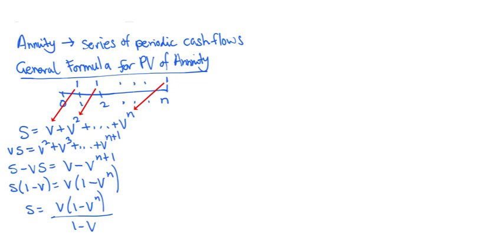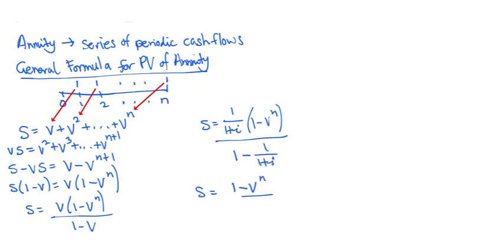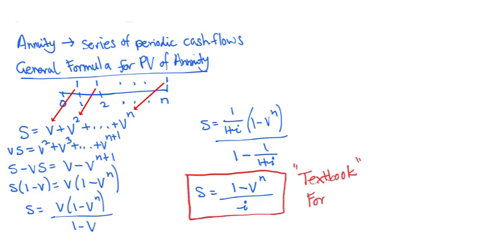Now substituting 1 over (1 plus i) back into v, we get S is equal to (1 minus v to the power of n) divided by i. This is the textbook formula for the present value of an annuity, paying $1 at the end of each year for n years, compounded annually at i% per year.